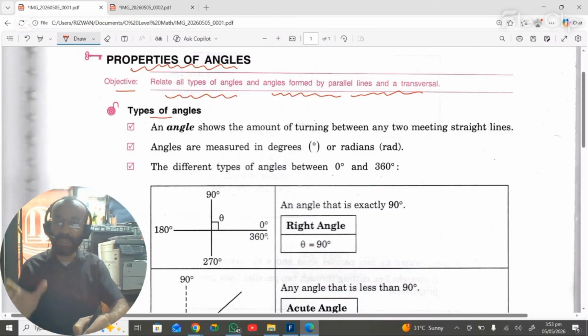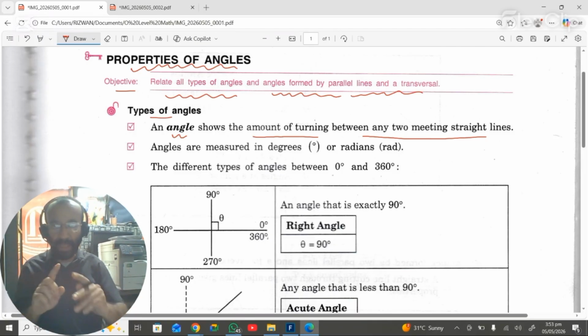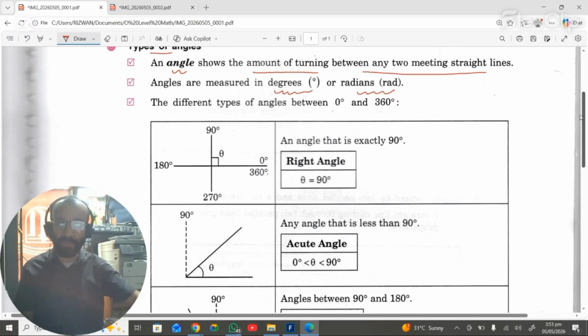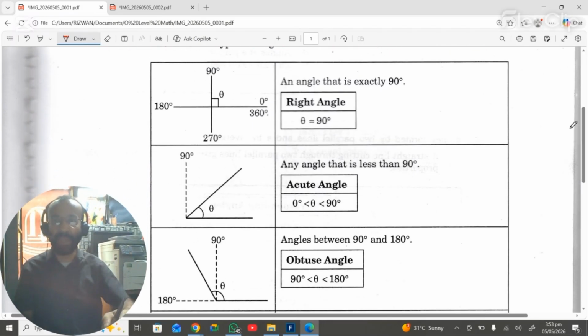So first, we are going to read what is meant by the angle. The angle shows the amount of the turning between any two meeting straight lines. And the two types of the angles are degrees and the radians. And now we are going to study different types of the angles. The first one is the right angle.